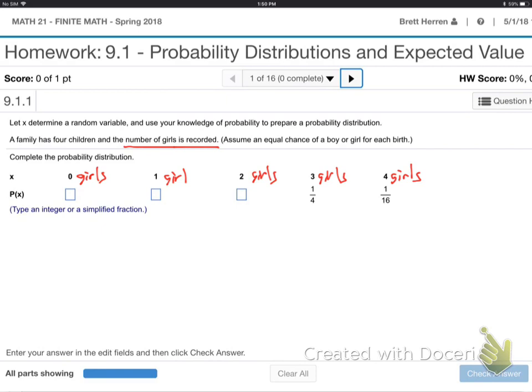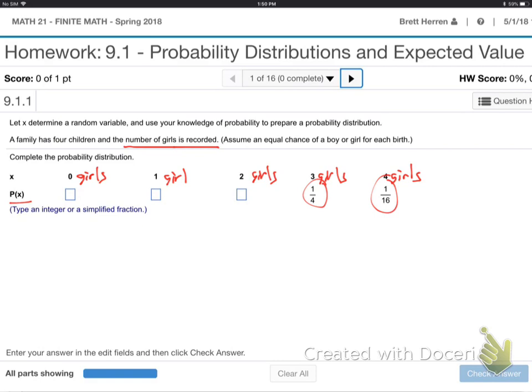All right. So the family has four children. What's the probability they have no girls? P of X means probability. So basically, if you have four kids, what's the chance you're going to have no girls? You assume it's 50-50, which it is close to. What's the chance you're going to have no girls, one girl, two girls, three girls, and four girls? They've already got the three girls answer and the four girls answer for us. The chance you're going to have four girls is 1/16. If it's 50-50, it's like flipping a coin, right?